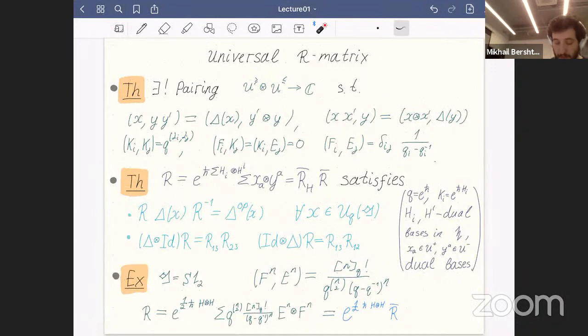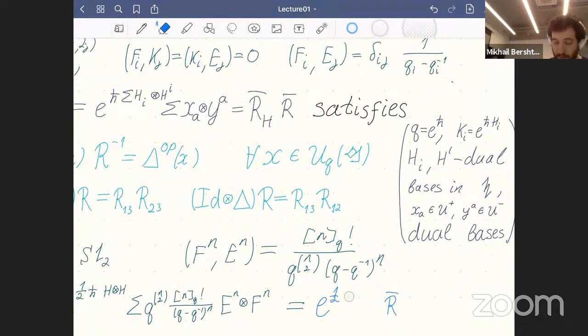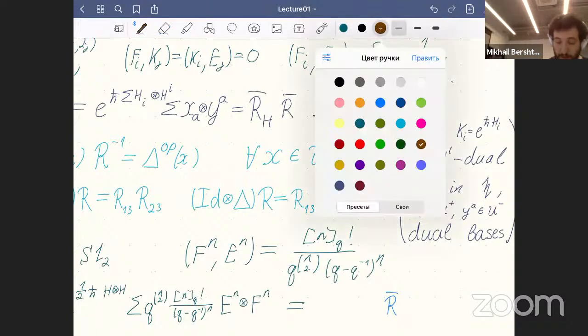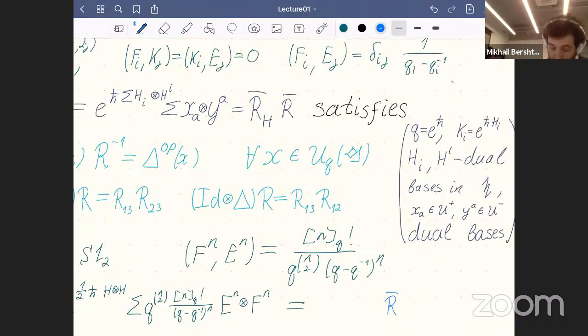Here I wrote the pairing between F to the power n and E to the power n. If F is to the power n and E to some other power, then the pairing will be zero because the pairing respects the grading, respects the weights. So the formula for the R matrix looks like this. This is a famous formula, and one of the good exercises, which I'm not going to give this year, is to check that this is indeed an R matrix, namely that it satisfies this property. And we usually have some factorization. I denote one factor by R bar and another factor, which corresponds to H, I denote as R bar H.